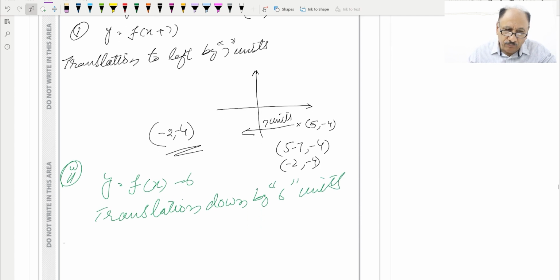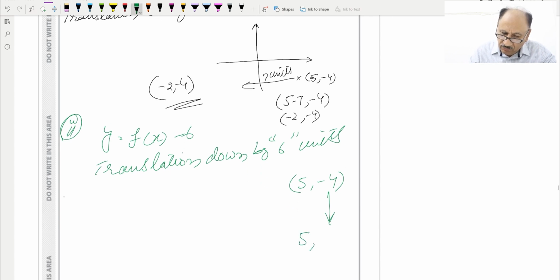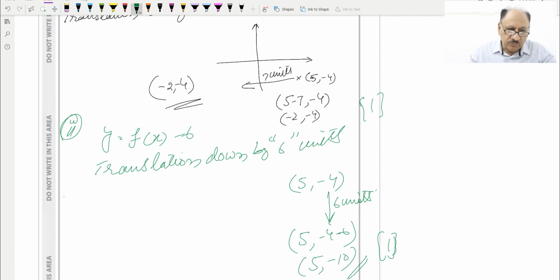So the same point, the given point is 5 and minus 4. This is the point, and we will be moving down. Down means only the y value will be changing, x will remain as it is. So this will be 5, and 6 units down: minus 4 minus 6, and the final answer will be 5 and minus 10. This is a 1 mark part, and part A above was also 1 mark. So this question was a 2 mark question, which we have done.